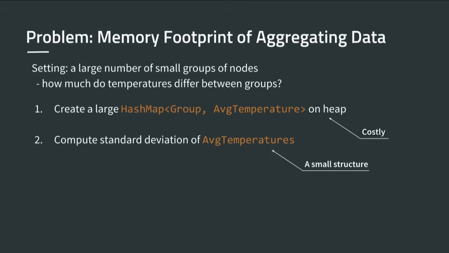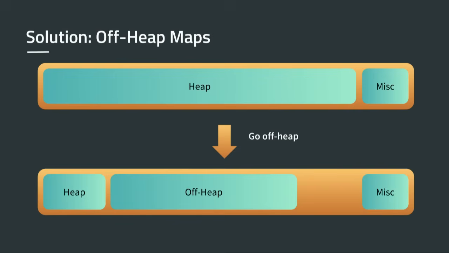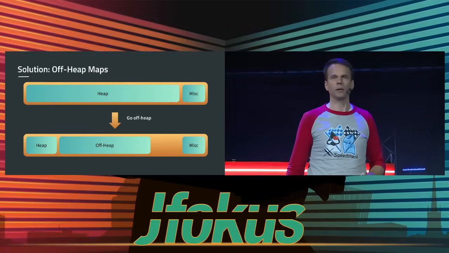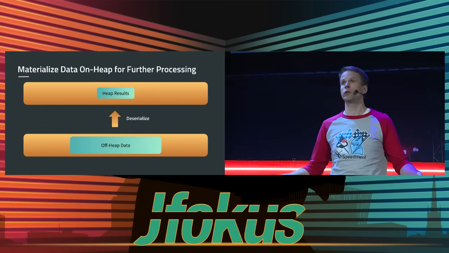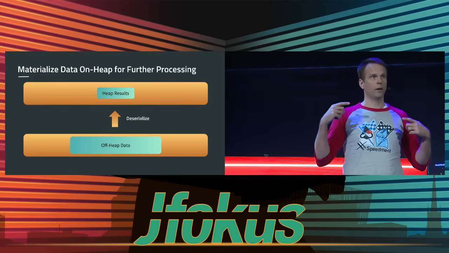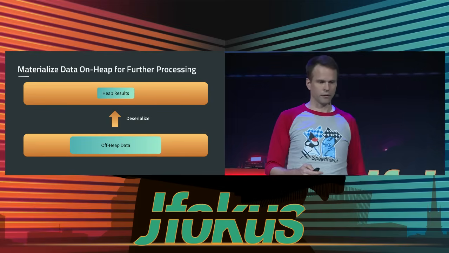So to use a similar picture as we've seen before in the first part of the presentation. We move from having everything on the heap to some parts of it off heap, and then we do the calculations off heap, and then finally we just materialize the final result.